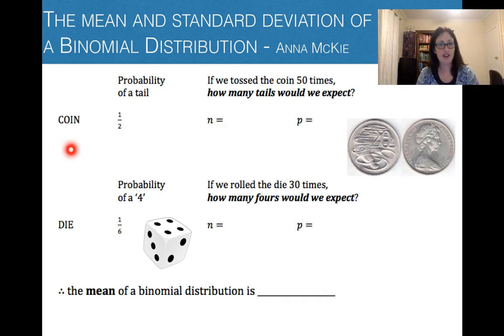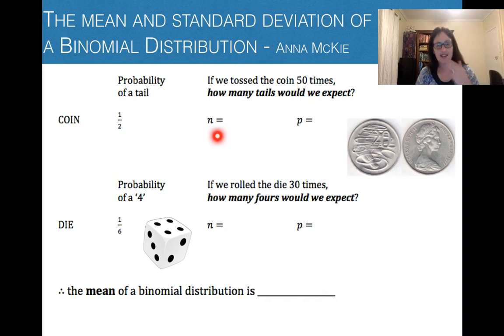If you had a coin, what's the probability of you tossing a tail? Well, we know that you've got a 1 in 2 chance of that happening. So if we tossed that coin 50 times, how many tails would we expect? Now there's a bit of common sense that just kicks in here. So hopefully you already know what the answer is going to be.